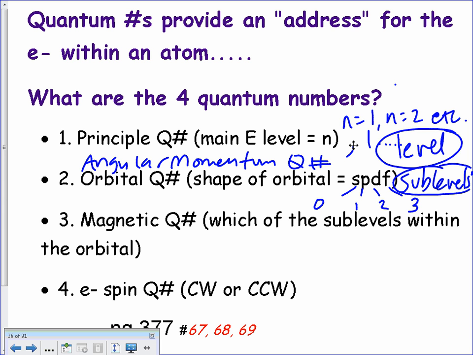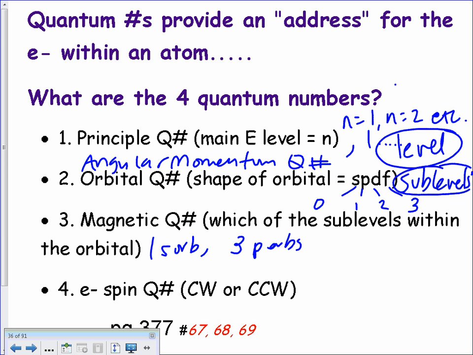So in the s sublevel, there's only one orbital. Remember, whenever you draw your orbital diagrams, there's a single slot we put them in. Let me rewrite this: one s orbital. How many p orbitals are there? How many lines do you draw for your orbital diagram for p? 3. 3 p orbitals. Okay?